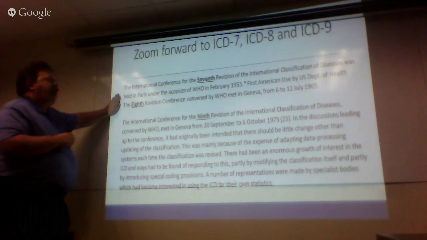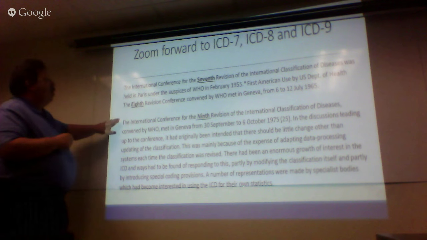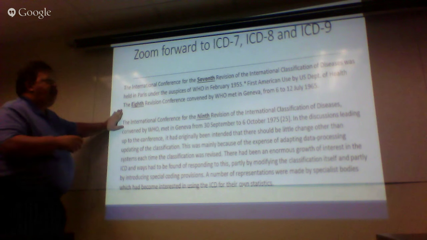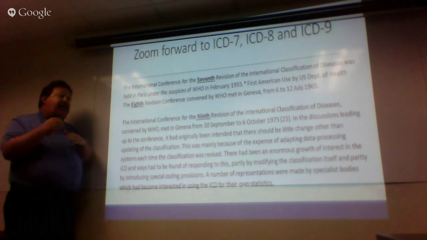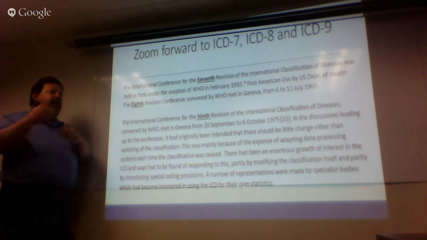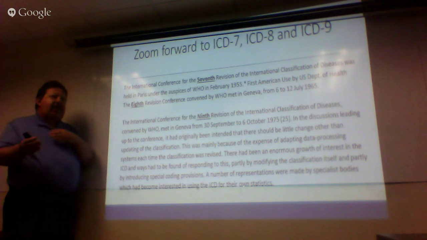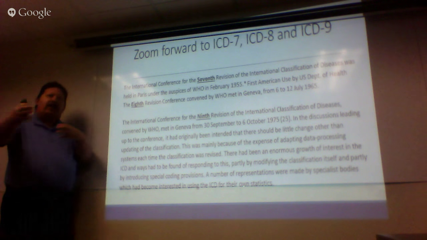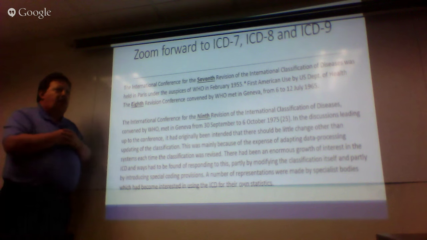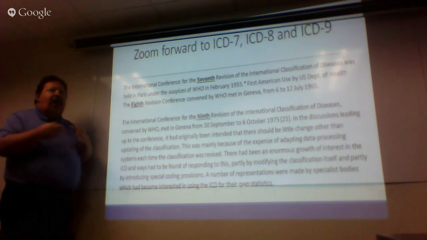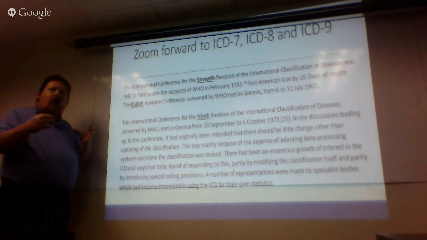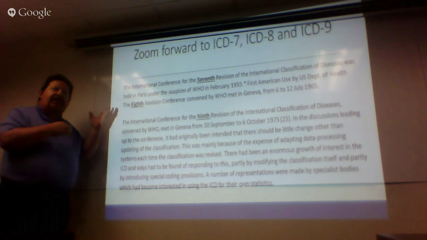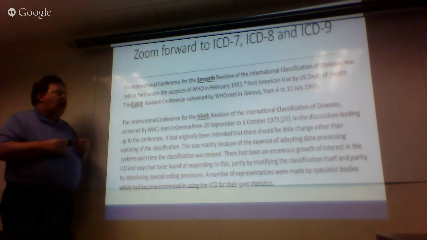So, first in 1955, first American use. Then the 8th revision, and notice that it's 55 to 65. We revise these typically about every 10 years. The World Health Organization called all the medical societies from around the world. They all get together and they revise these codes usually, and these days, every 10 years.